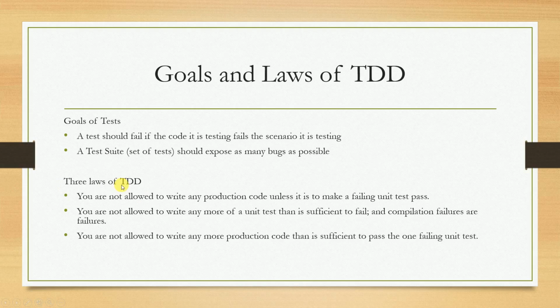So the three laws of test-driven development: you are not allowed to write any production code unless it is to make a failing unit test pass. So we have to first make a unit test fail and then write the code to make it pass.